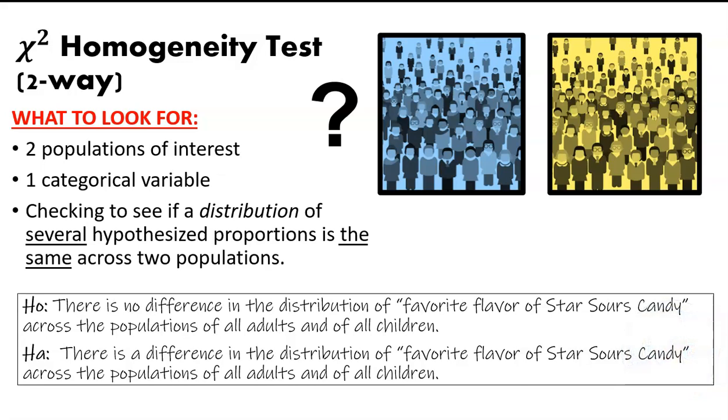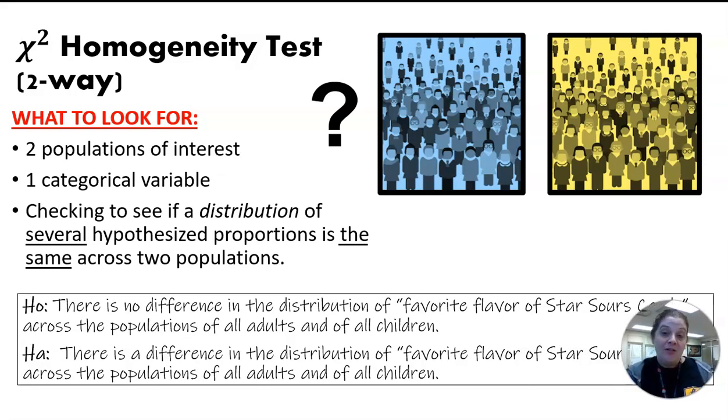This one could look something like: there's no difference in the distribution of favorite flavor of Star Sours candy across the population of all adults and all children, versus there is a difference in the distribution of Star Sours candy across the populations of all adults and all children.